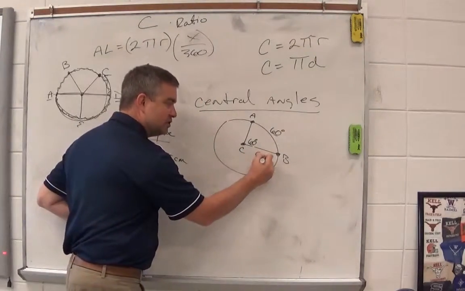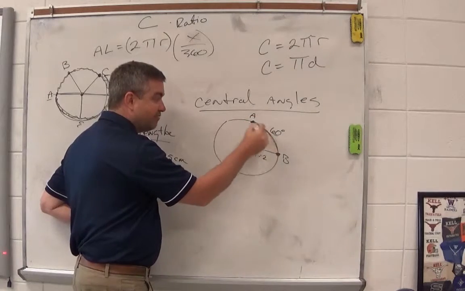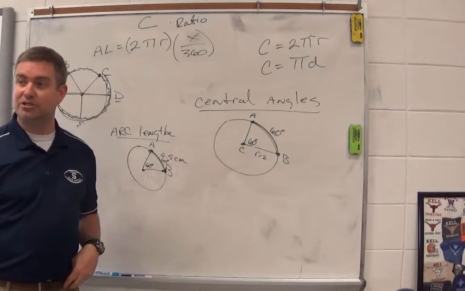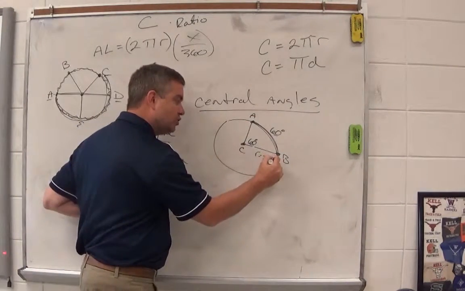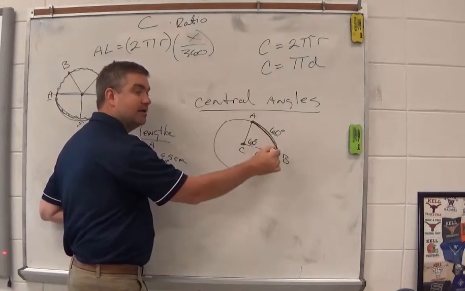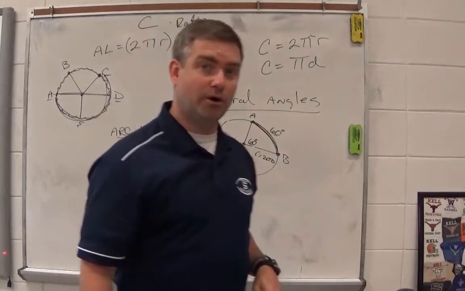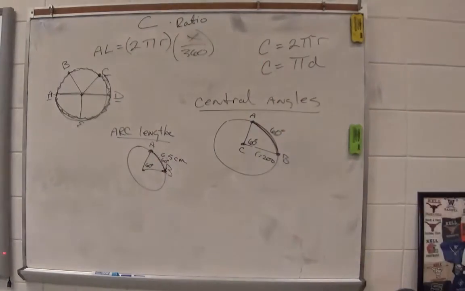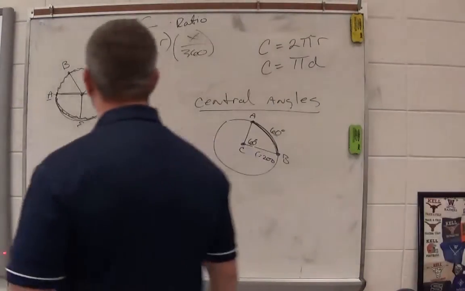What if the radius was 2? Then this distance from here to here might not be very much. But what if the radius was 200? Then what's the distance from A to B going to be? It's going to be quite a bit more.